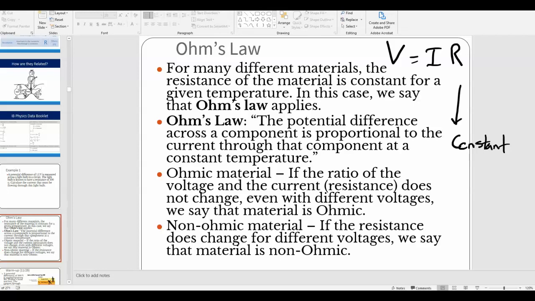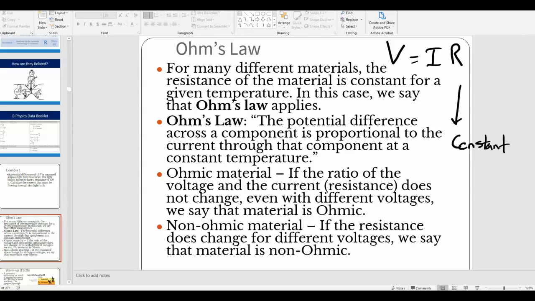Now, that's not true in every single situation. There are many types of materials or components where, let's say, if you double the voltage, the current quadruples or something weird like that. It's not necessarily a proportional relationship. Or there are many situations where, as the temperature changes, the resistance also changes. If you have an object where Ohm's law applies, that means R is constant for a given temperature.